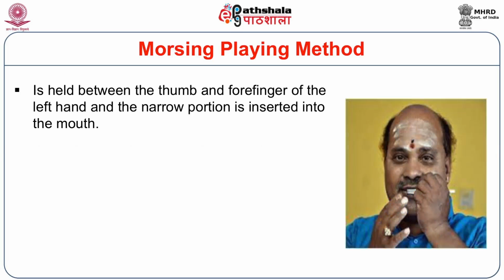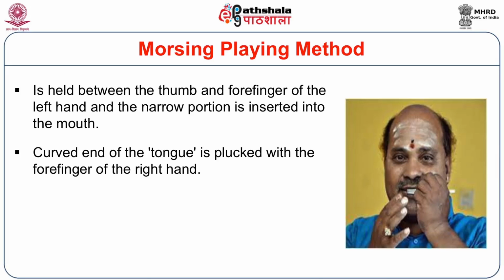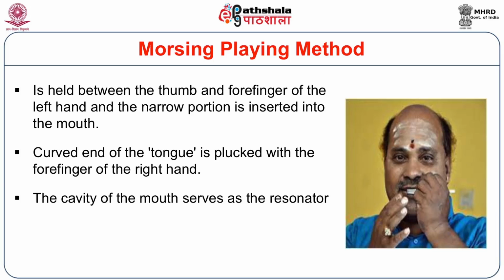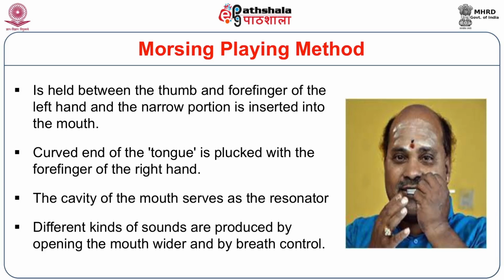The morsing is usually held between the thumb and the forefinger of the left hand, and the narrow portion is inserted into the mouth. The curved end of the tongue is plucked with the forefinger of the right hand. You can see as the picture shows how it is held with the left hand and how it is plucked with the right hand. The cavity of the mouth here serves as the resonator. Different kinds of sounds are produced by opening the mouth wider and by breath control. Now let's listen to how the morsing sounds when it is played.